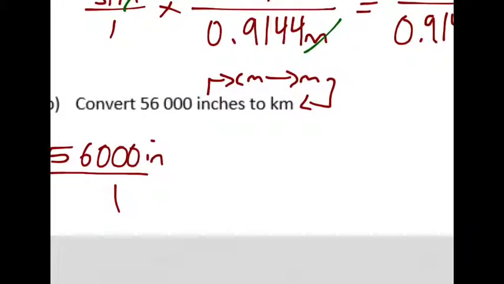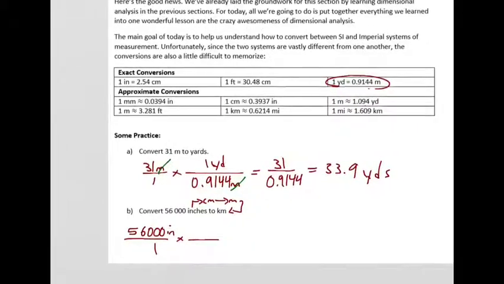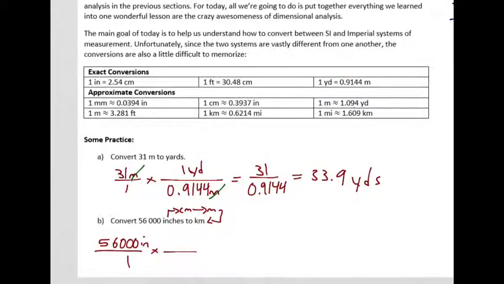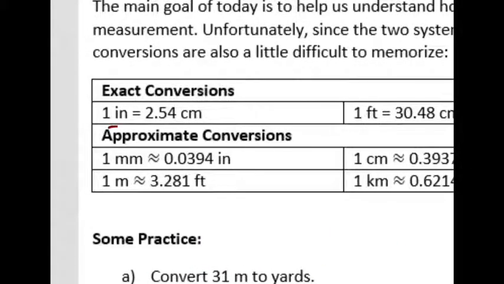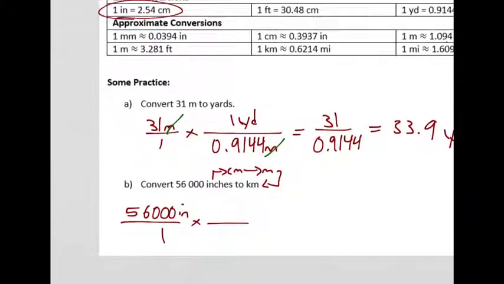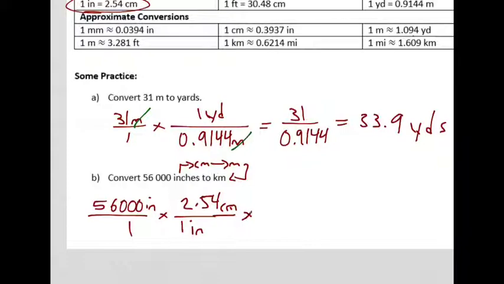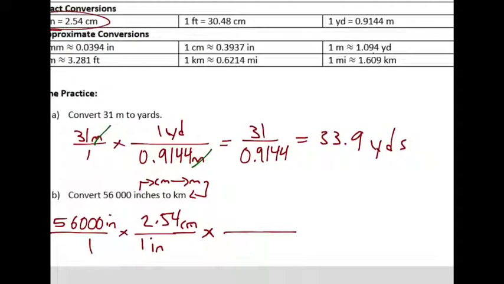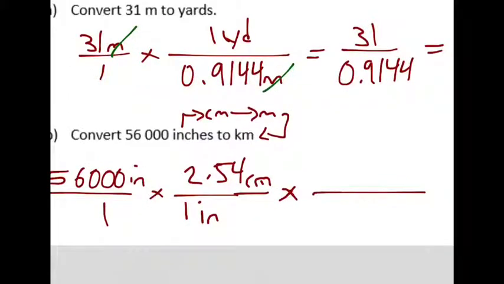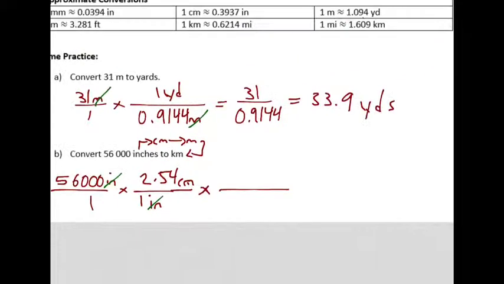So inches to centimeters, set up the conversion factor for me. Inches and centimeters. Do we have an exact? Yeah, we do, right here. Okay, so what goes where? Inches on the bottom and centimeters on the top. 1 inch on the bottom, 2.54 centimeters on top. Good. All right. Now I want to go centimeters to meters.